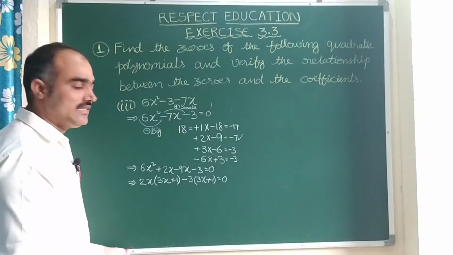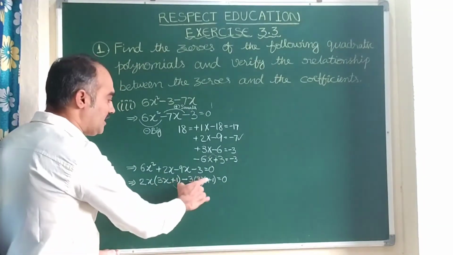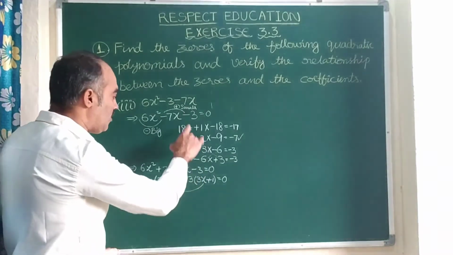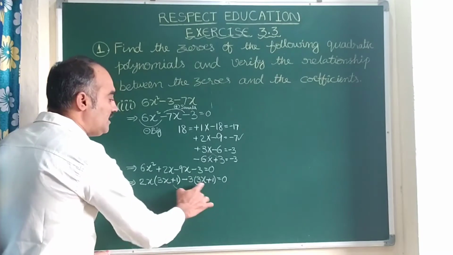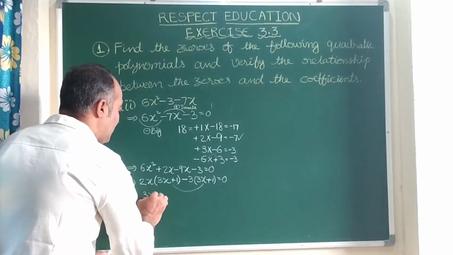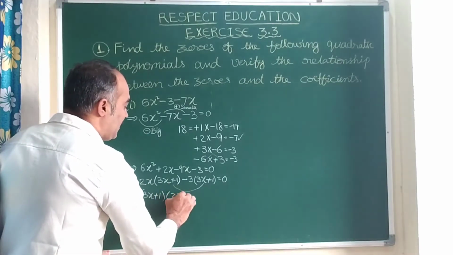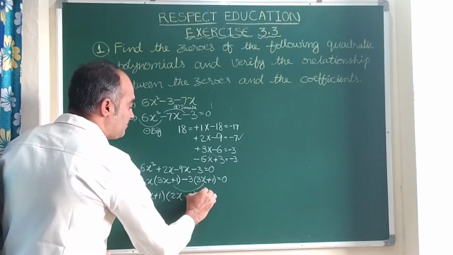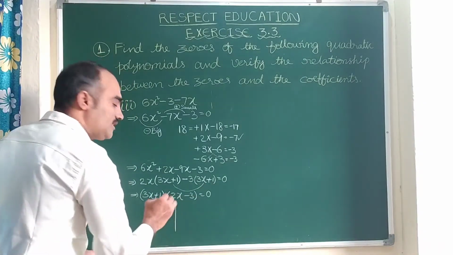You can easily check in this step, these two should be equal. Are they equal or not? You see 3x plus 1, 3x plus 1. So our selection, our procedure, everything is correct. Now in these two terms, I am taking 3x plus 1 common. So if I take 3x plus 1 common, here 2x is left, here minus 3 is left. Clear?